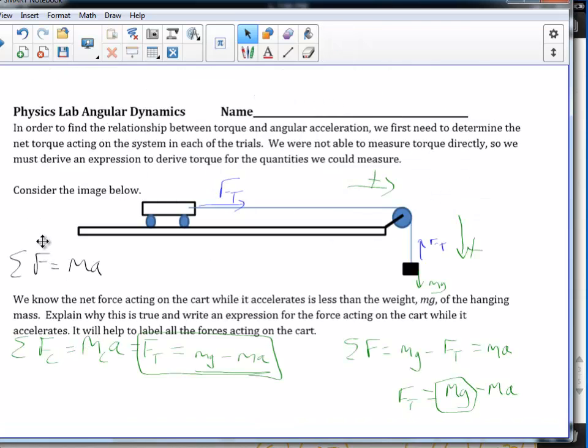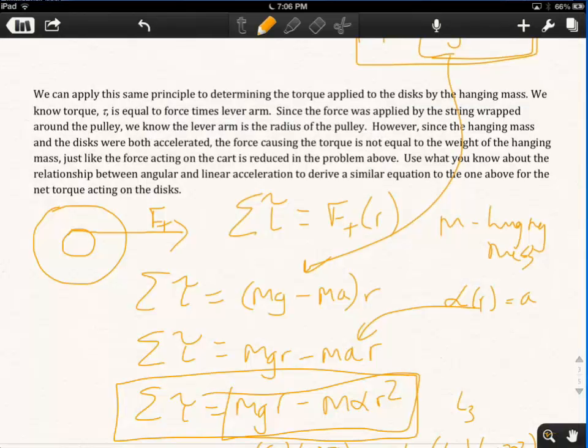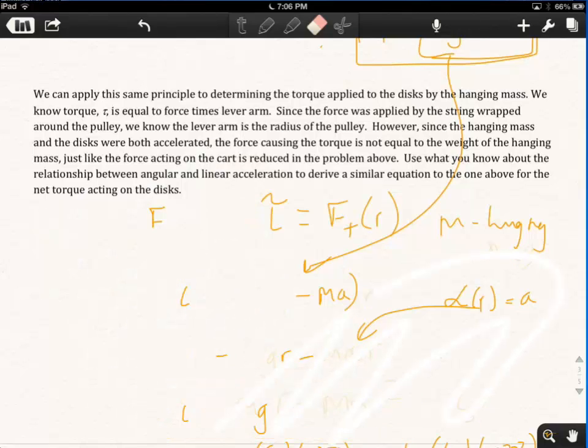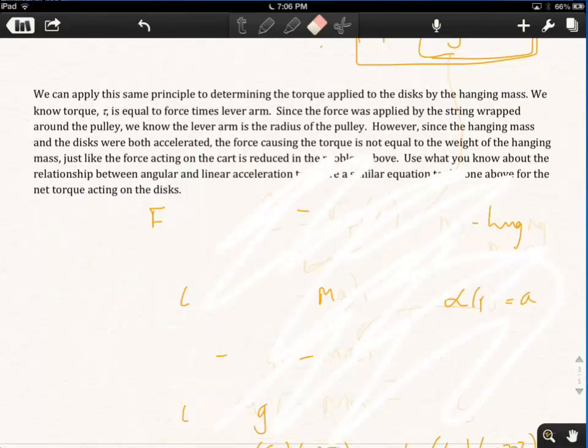Okay, now this part is where it starts to get a little bit fuzzy, because we're trying to find a relationship between torque and angular acceleration, but we didn't measure torque. We measured angular acceleration, and we know the mass of the hanging object. We know the mass of the thing that's applying the torque. I have that picture drawn out here. Let's take a look at where this equation comes from. I can't remember if we've done this before or not.